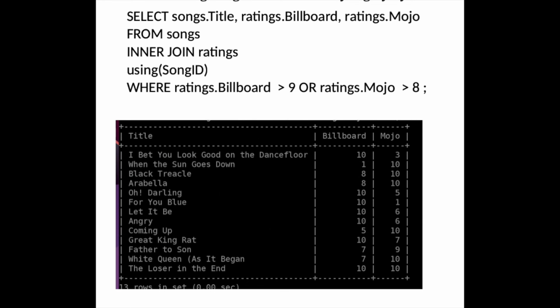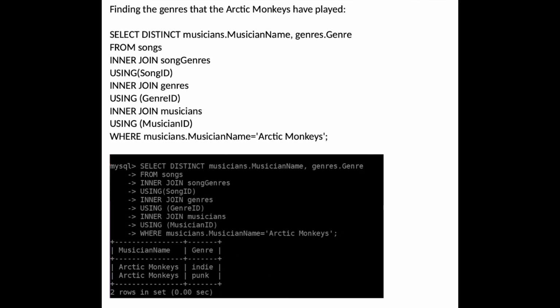In this hypothetical, the user tends to agree with Billboard and Mojo. However, they think that Billboard rates slightly more softly than Mojo, so a Billboard 9 would be a Mojo 8. In this example, the user can see all the songs that are rated greater than 9 by Billboard or greater than 8 by Mojo. We can also use this database to find the genres the particular group has played.